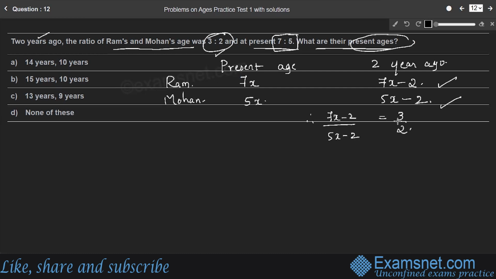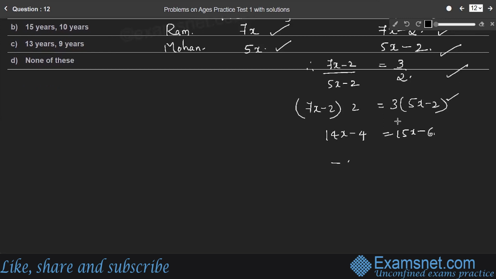So what are their present ages? We need to find their present ages, 7x and 5x. For that, we need the value of x. So using this equation, find the value of x. So 7x minus 2 into 2 is equal to 3 into 5x minus 2, right? So 14x minus 4 is equal to 15x minus 6. On simplifying, minus 4 plus 6 is equal to 15x minus 14x. Therefore, the value of x is 2.